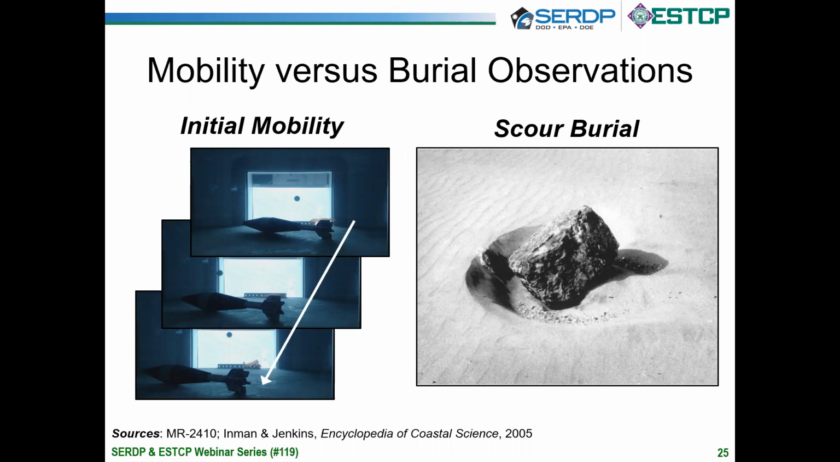Later, we'll talk about extreme burial, where things can be buried many diameters, many calibers below the surface, feet below the surface, due to the interaction from the waves. And that's a different process. And I just wanted to distinguish that here.